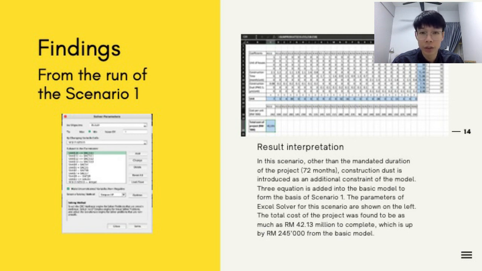In this scenario, three equations is added into the basic model to form the basis of scenario 1. Figure above shows the result from the application of integer linear programming through the use of Excel Solver. The result shows the minimum cost and distribution of project among contractors after factoring compliancy of dust pollution into account. The total cost of the project was found to be as much as 42.13 million ringgit, which is up by 245 ringgit from the basic model.